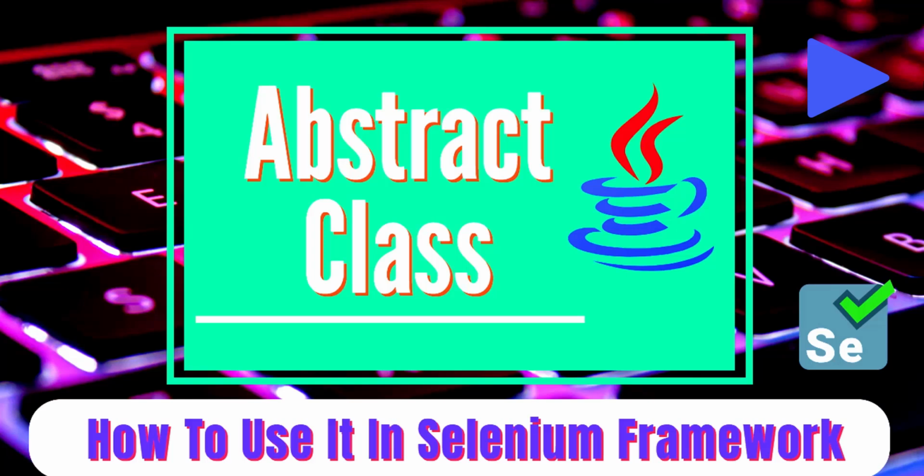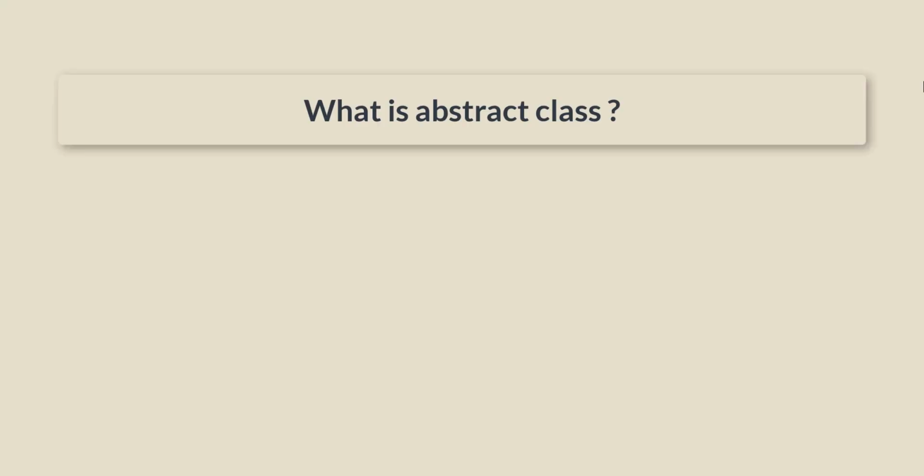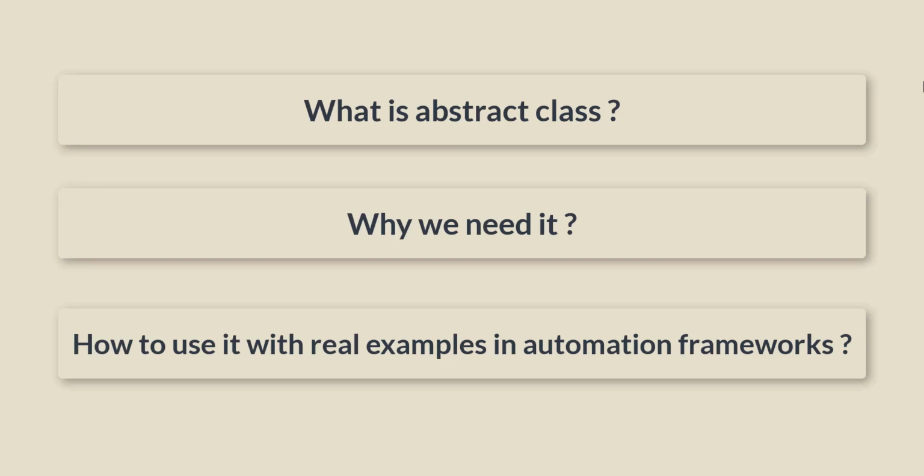In today's session, we are going to learn one of the most important OOPS concepts in Java, that is abstract class. So we are going to understand what is abstract class, why do we need it, and how we can use it with real-time examples in the automation framework.